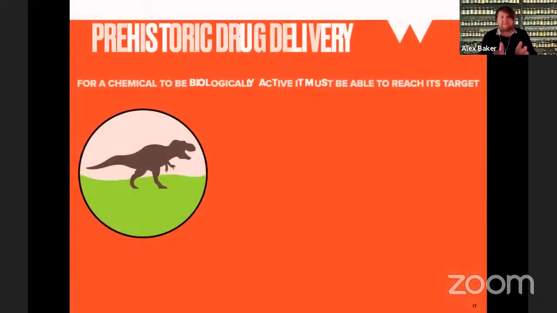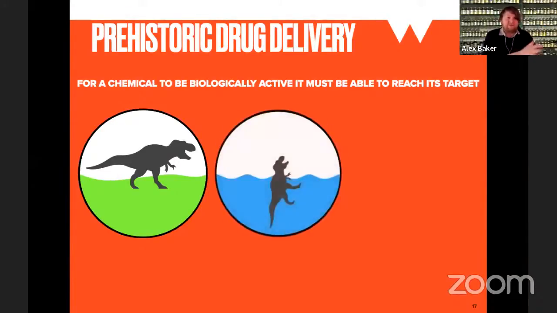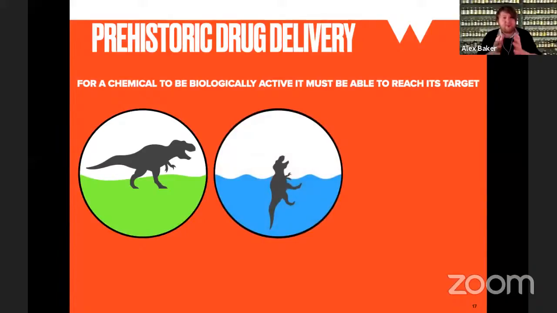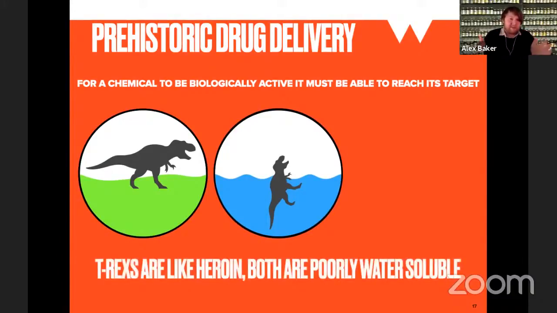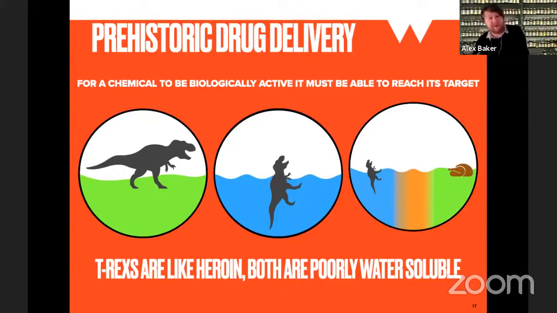Think of it like this. A T-Rex is a land-based predator. It can only hunt on the land. If you stick a T-Rex in the sea, you'll quickly realize that the T-Rex no longer functions as normal, and the T-Rex will try and get out of the water at all costs. Now, in this way, and to a first approximation, heroin is like a T-Rex. Both are poorly water soluble. Both prefer non-water-based environments. Now consider as a thought experiment, dropping a T-Rex just off the coast.